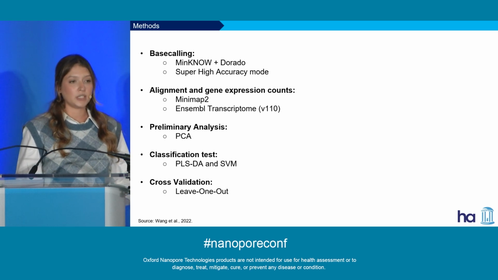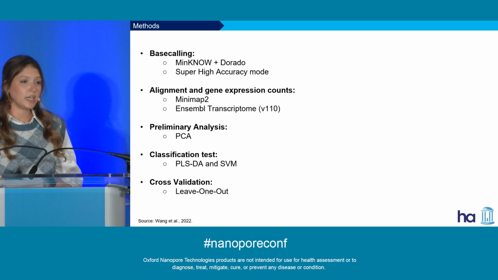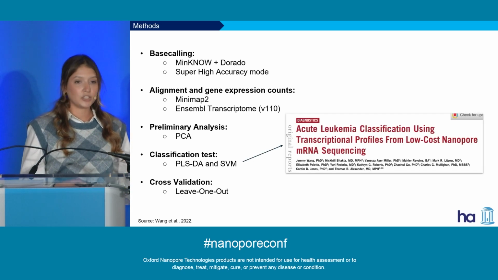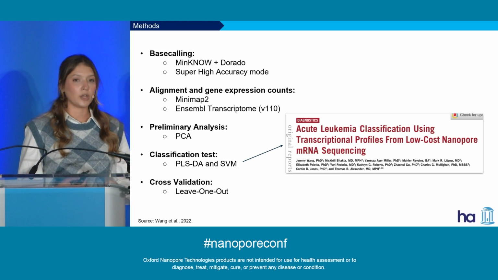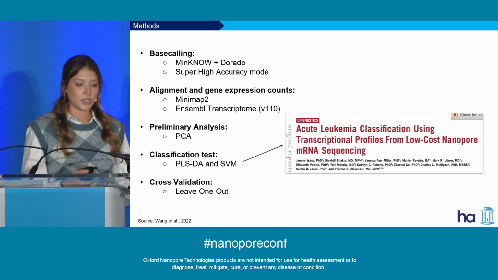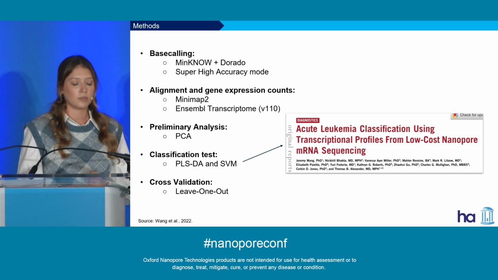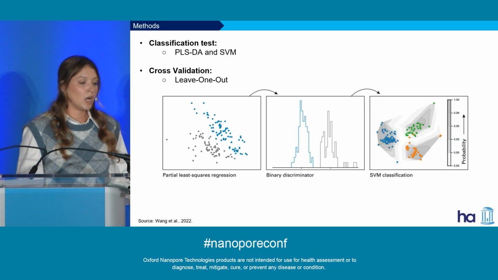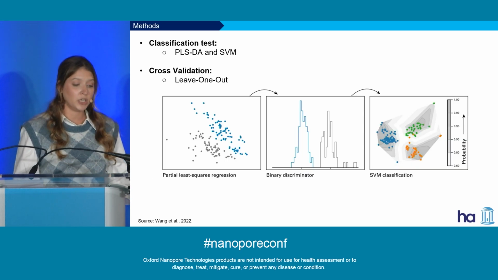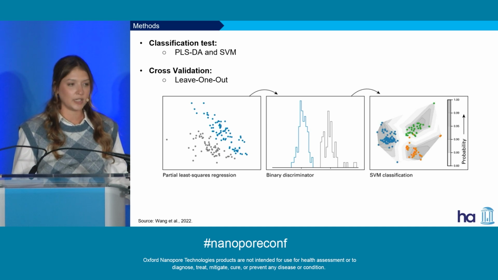We performed a PCA analysis to inspect the data, and then we started doing the machine learning pipeline that was developed by our group here at UNC Chapel Hill, that was previously published for pediatric acute leukemias and more recently for some solid tumors as well. We used the partial least squares regression and support vector machine method, and we also used the leave-one-out cross-validation approach.